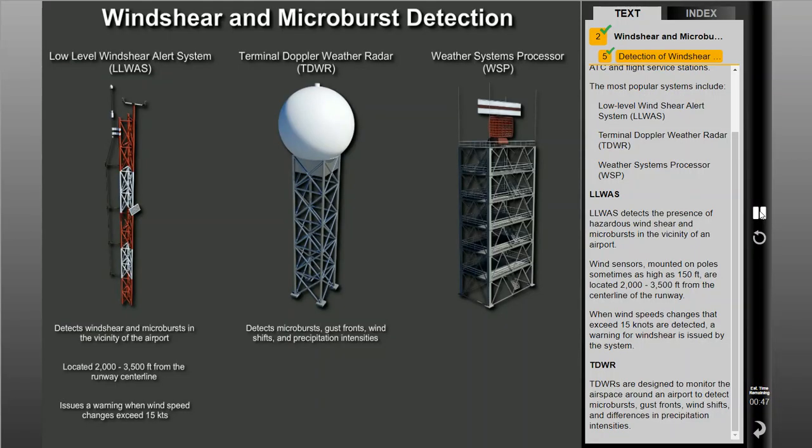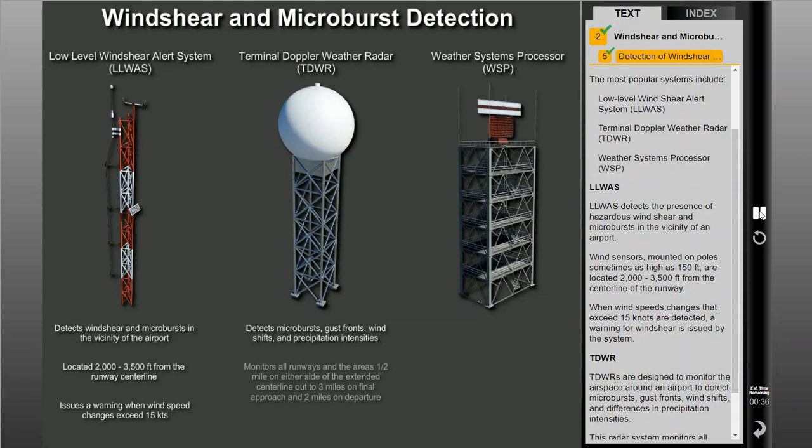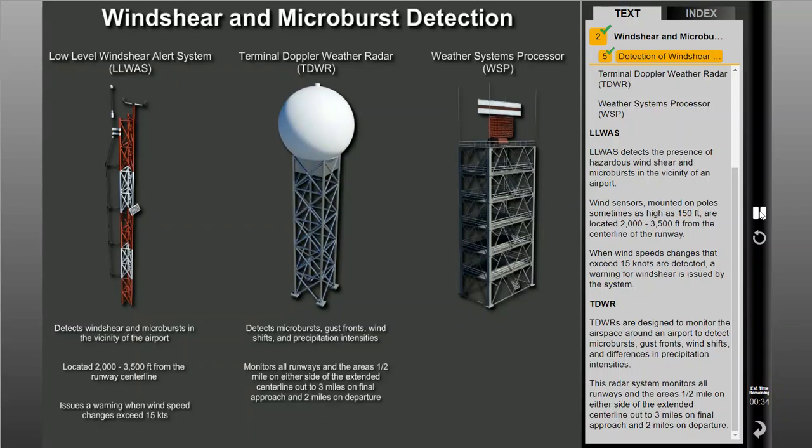TDWRs are designed to monitor the airspace around an airport to detect microbursts, gust fronts, wind shifts, and differences in precipitation intensities. This radar system monitors all runways and the areas 1/2 mile on either side of the extended centerline, out to 3 miles on final approach, and 2 miles on departure.